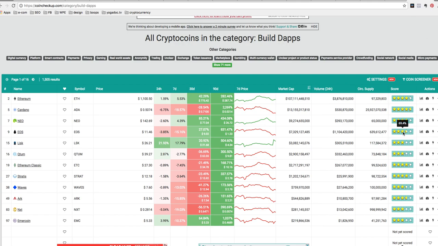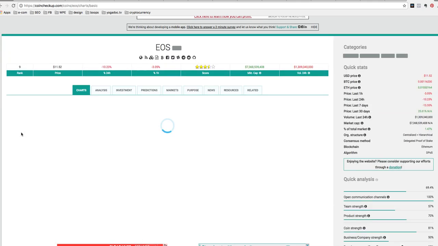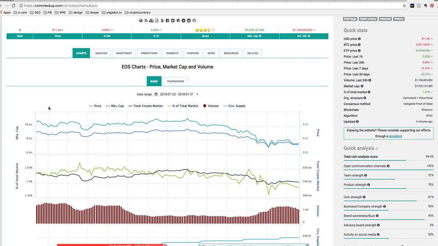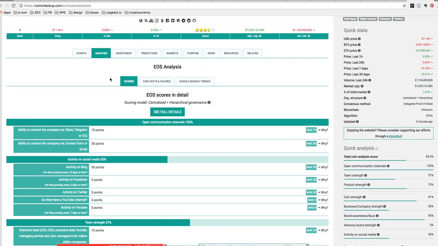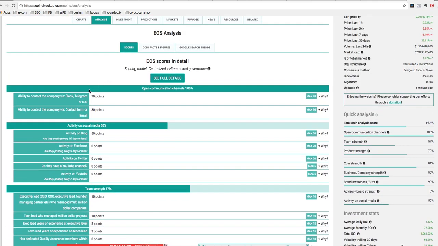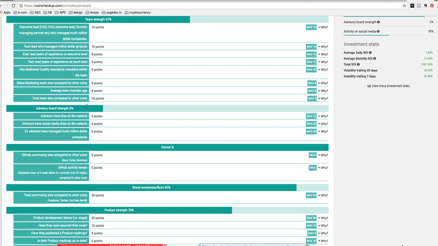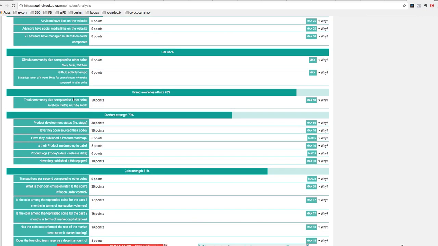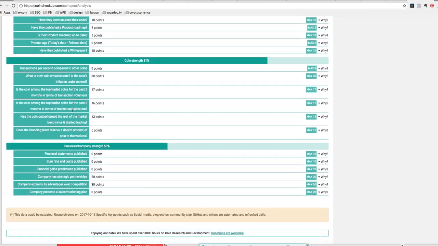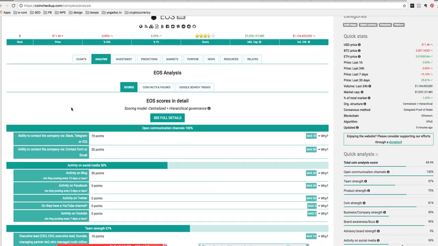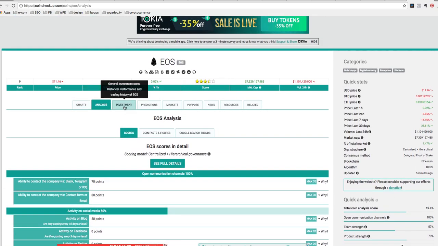Okay, it's got a 69.4% rating, and if you click on the rating, it shows what it's based on. Let's go to the analysis, and this is how they rate them, so it's all transparent: ability to contact the company, activity on social media, team strength, advisory board, GitHub percent, brand awareness, product strength, coin strength, and business and company strength. So it's transparent and pretty comprehensive. Like I said, do your own research and get comfortable with the data behind it.